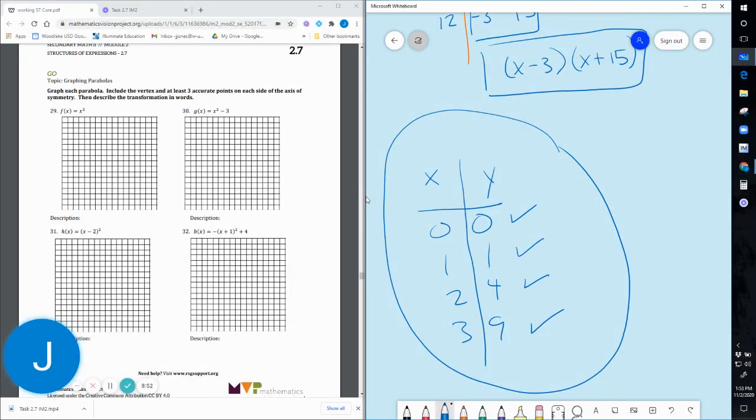So for each one, once you find the vertex, you should be able to go over 1, up 1, over 2, up 4, over 3, up 9, or down, depending on if it's down. One of those is down. I bet you can figure out which one goes down, right?